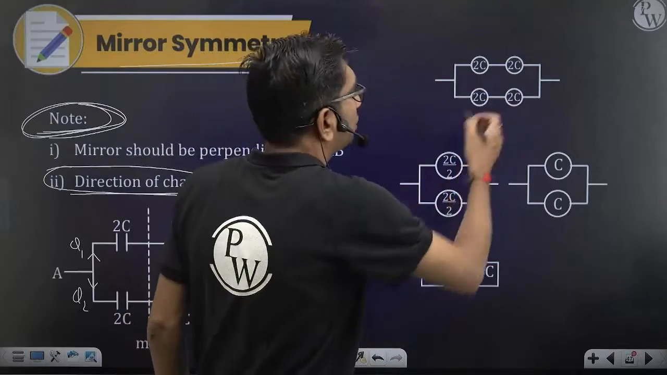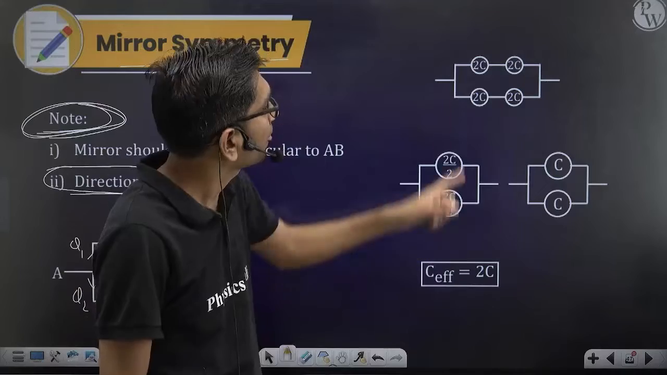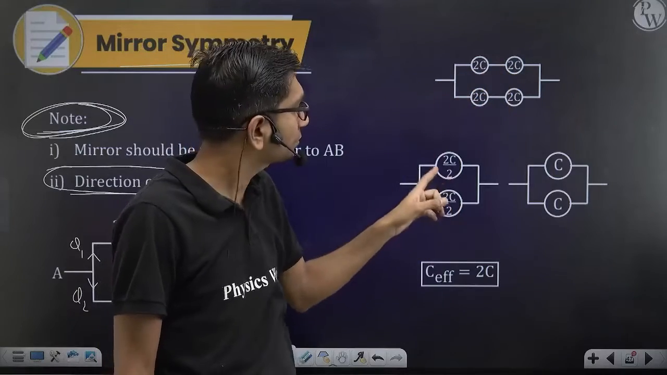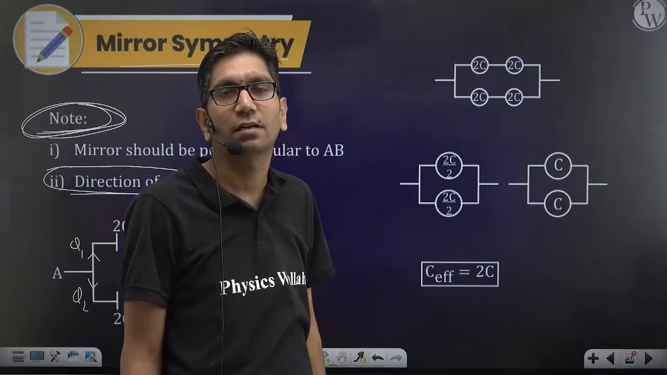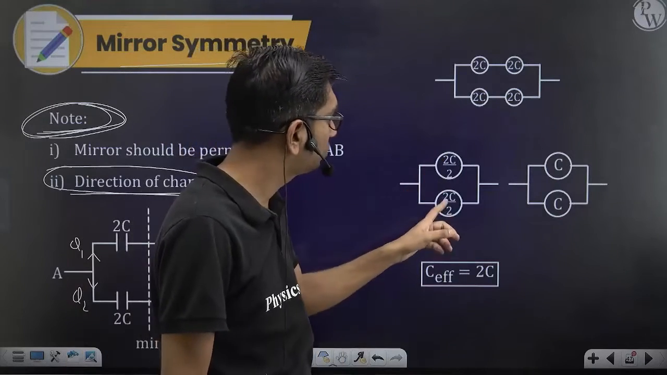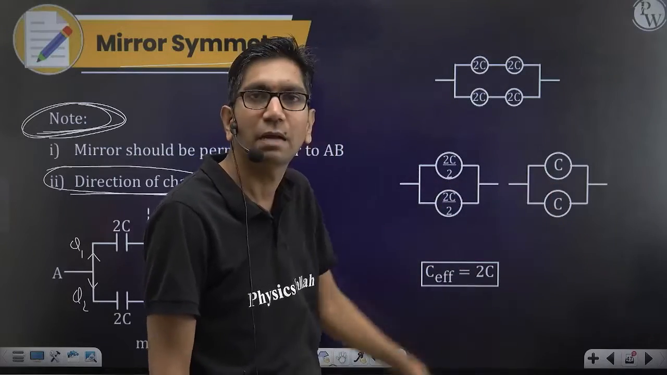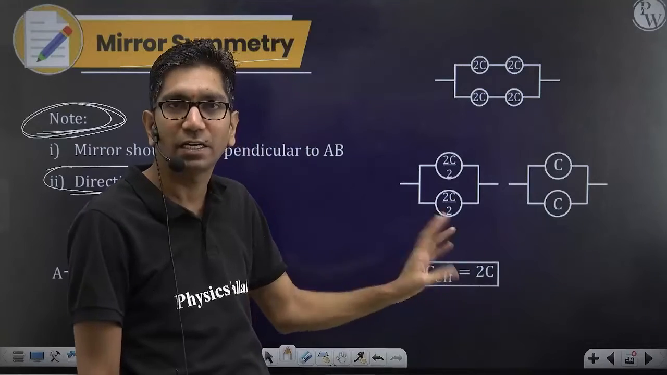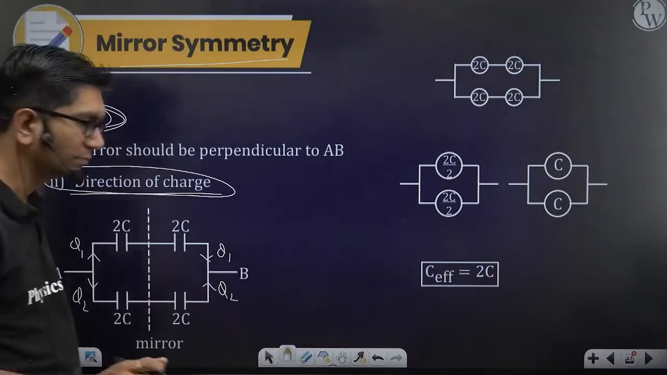Okay. 2C, 2C, 2C, 2C. Without mirror. Okay. Now see here, beta. So these are the same. They are connected in series. What is the formula? C by N if they are the same, na? 2C by 2, 2C by 2. Okay. So finally here it is C, here it is C. They two are in parallel. So in parallel, direct addition. Okay. Is it clear? Is it clear?